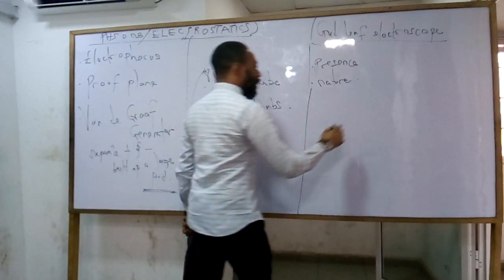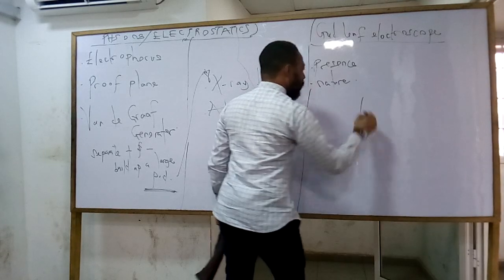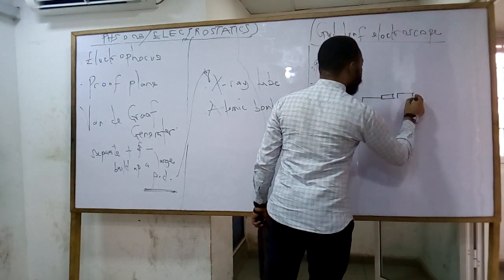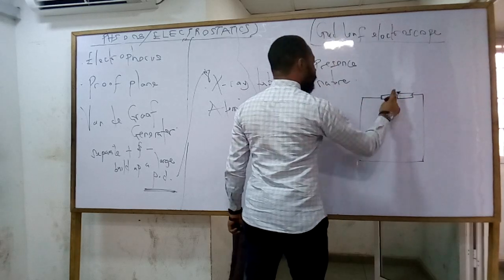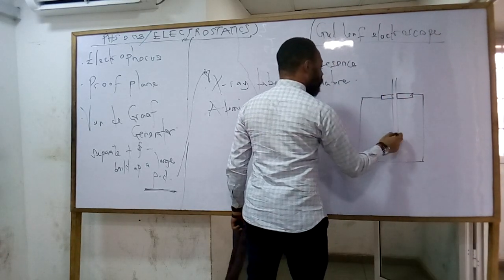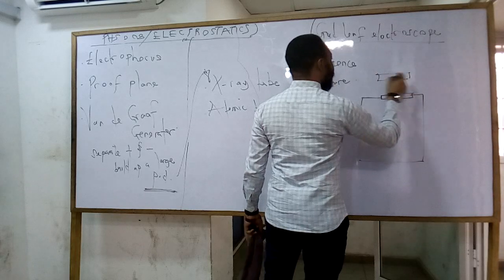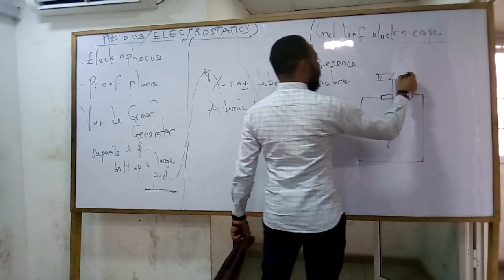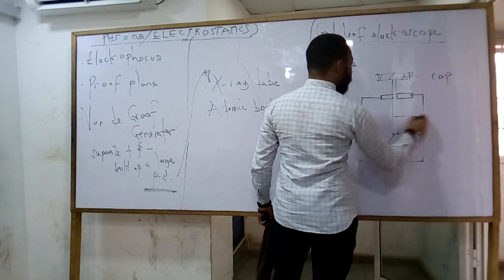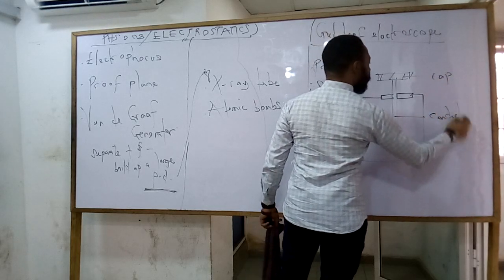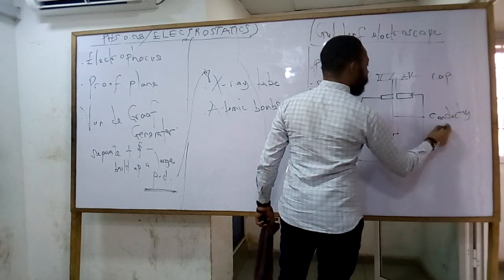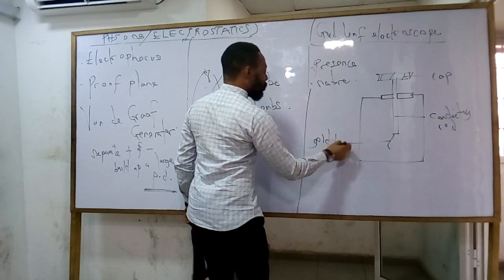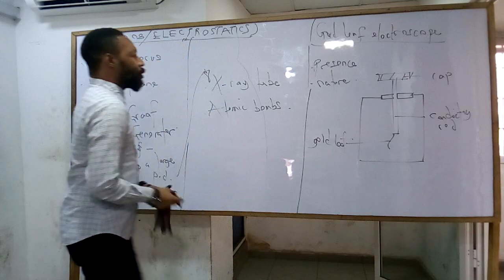So what are the essential parts of the gold leaf electroscope? Remember, I already did the notes. So it has a tin conducting rod. It has a brass metal cap. It has a gold leaf. So this is the metal cap. This is the conducting rod. And this is the gold leaf. How does it work?